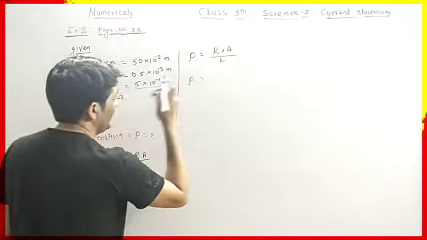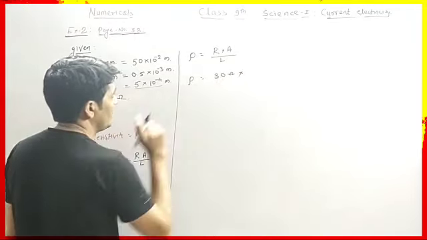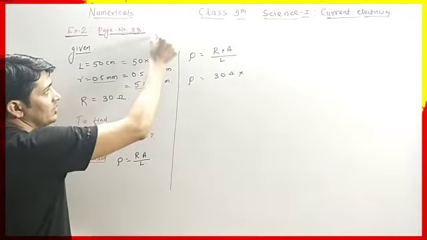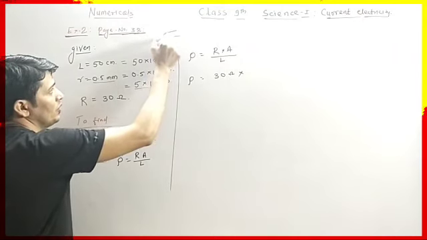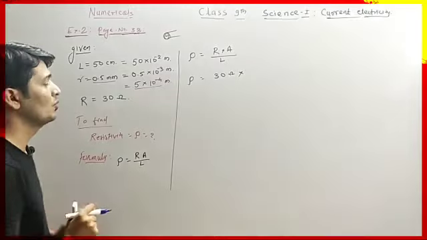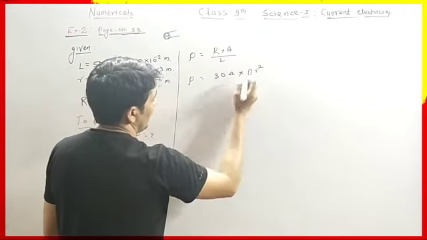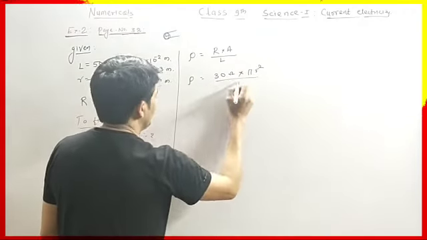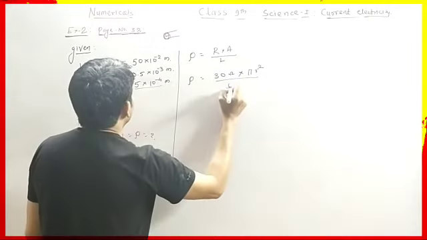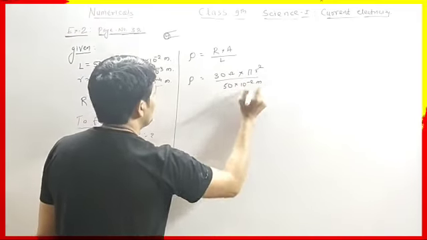So rho equals what? Resistance is 30 ohm. So it is 30 ohm into area of cross section. The wire is in circular form like this, so we have to calculate the area of this part. The formula for a circular part is pi r square, divided by length, which is 50 into 10 to the power minus 2 meter.